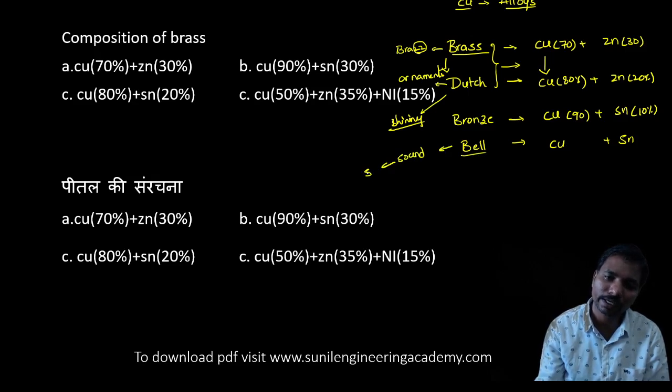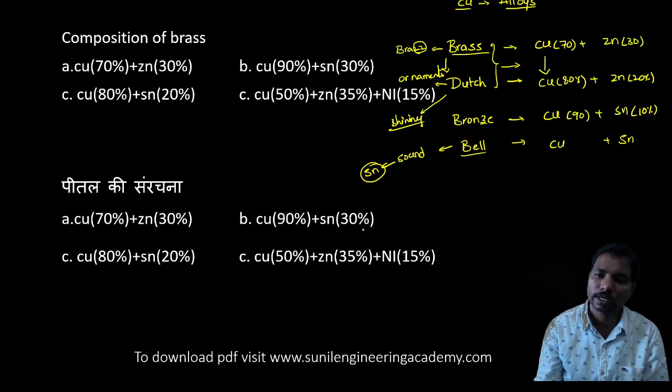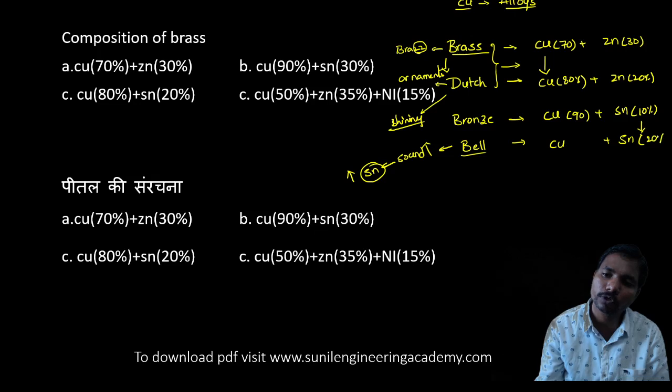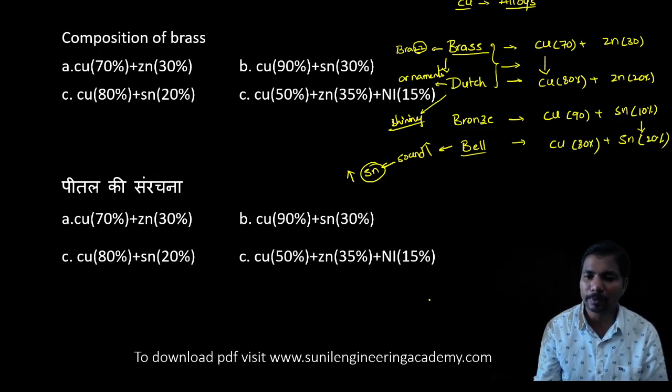A small trick: Sn for sound. If you want more sound, we require more Sn. So to get more sound, I increase the Sn to 20%, then copper becomes 80%. So we got four alloys.